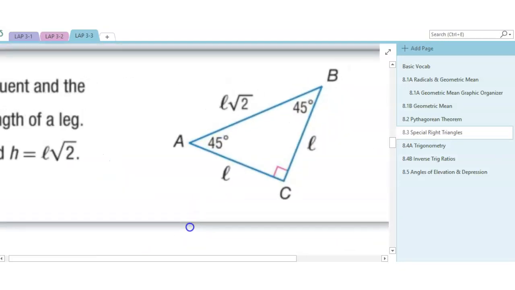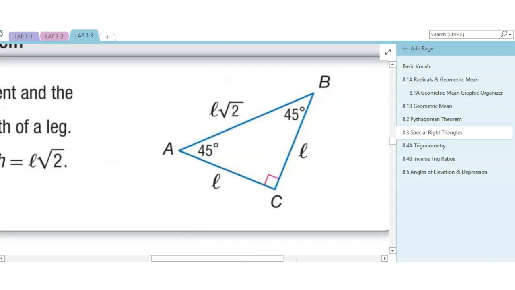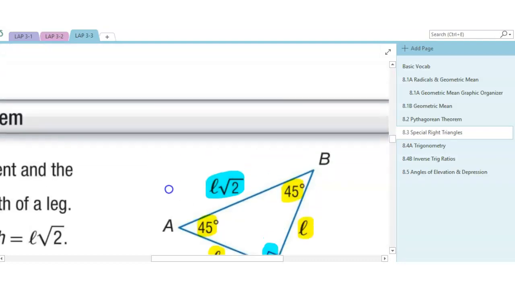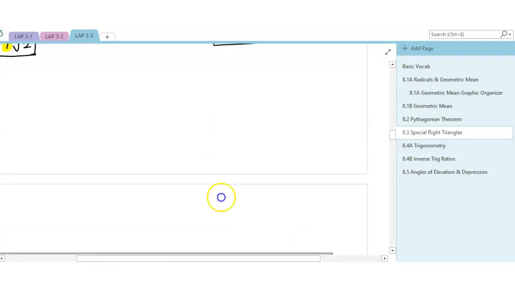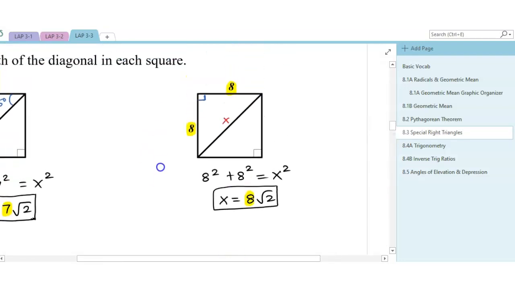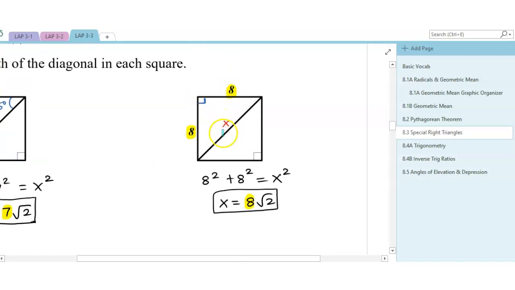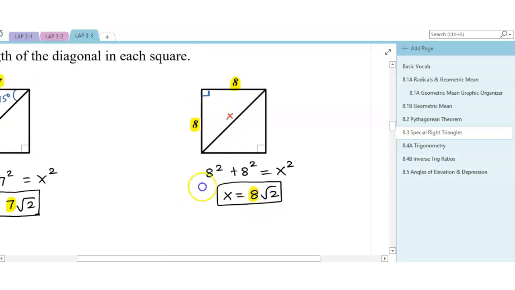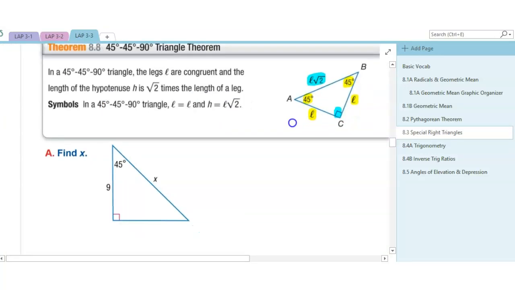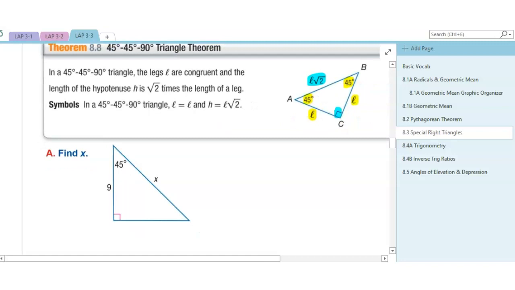So, if you have a 45-45-90 degree triangle, then this is how it works. The side that's opposite 45 degrees is called L for legs. And the side that's opposite the 90 degrees is going to be whatever L is times the square root of 2. Remember, in the square that we had over here, we had the legs be 8, and the diagonal, which was opposite the 90 degrees, ended up being 8 root 2. So that's another special property, and this property is true when you have a 45-45-90 triangle.